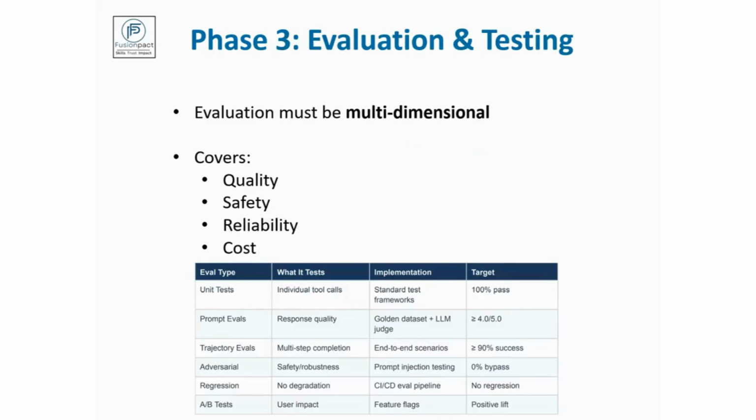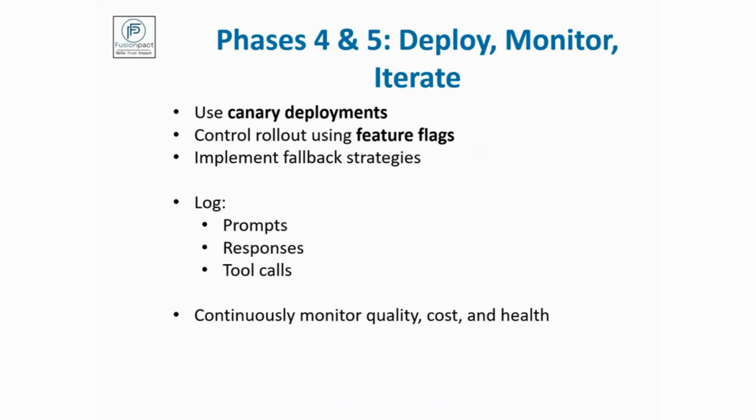Phase 3 is evaluation and testing. Evaluation must be multidimensional. It covers quality, safety, reliability, and cost. Here are the eval type, what is tested, implementation, and target: unit tests, prompt evals, trajectory evals, adversarial regression, and A/B tests.